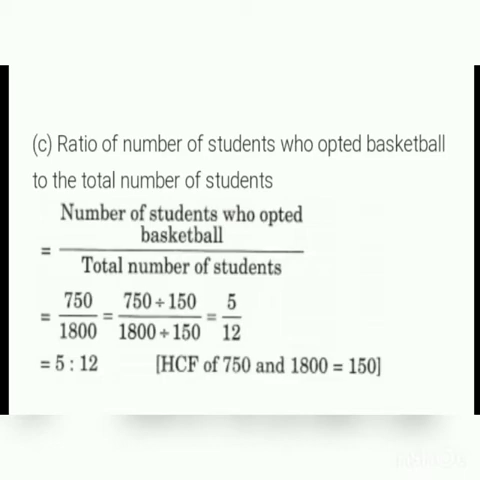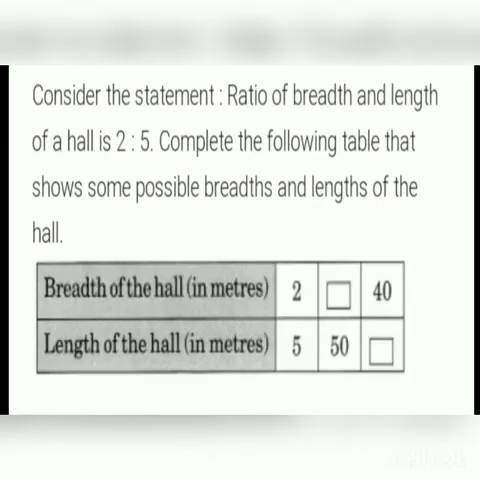Finding out the HCF of 750 and 1800. That method you can follow, or cancelling out the common zeros. Any method, that is up to you. The HCF is 150. Cancelling down you are getting 5 by 12. So what is the ratio? 5:12 is the ratio. So next question.